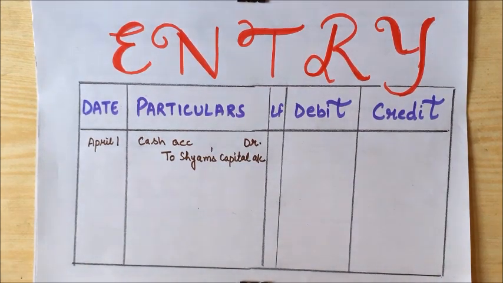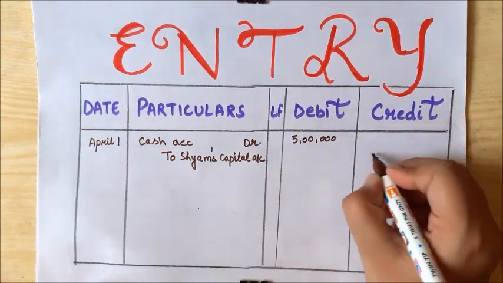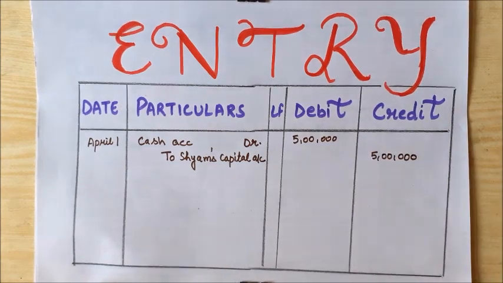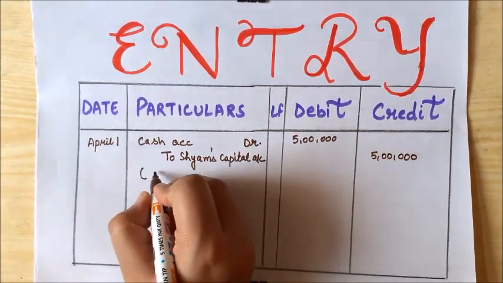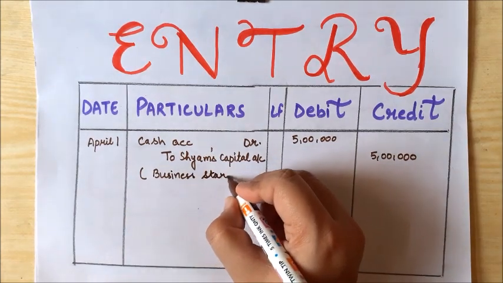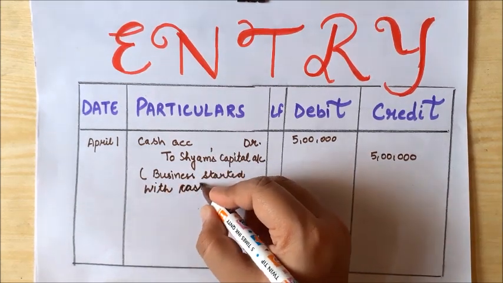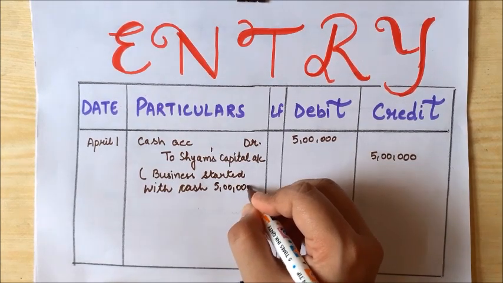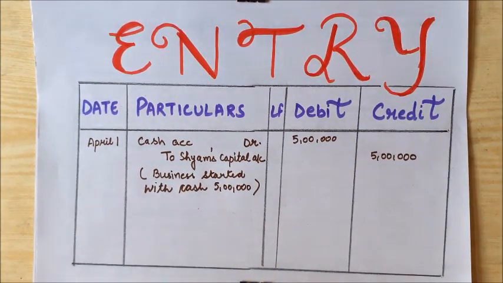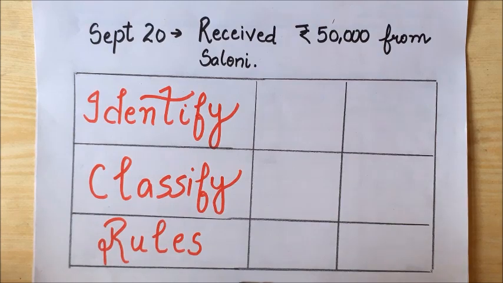In the debit and credit columns, I'm going to write the amount that needs to be debited and credited. So amount 5 lakh in the debit column, amount 5 lakh in the credit column. Important narration, that is, business started with cash 5 lakh. The last and important step is to draw the line after every transaction. Let's see one more entry.